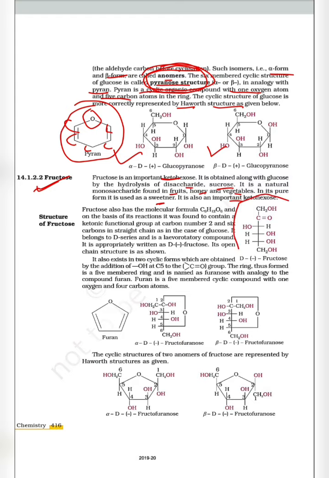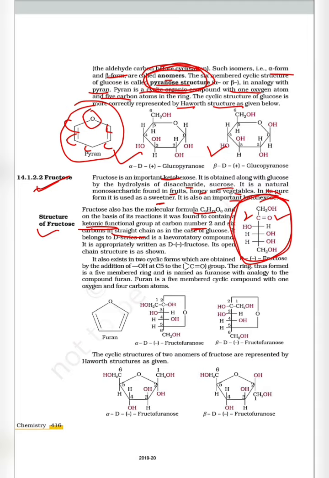So students, we have a structure of fructose here. Let's study this structure in detail. Fructose also has the molecular formula C6H12O6 as we all know, and on the basis of its reactions it was found to contain a ketonic functional group at carbon number 2 and six carbons in a straight chain as in the case of glucose. So in fructose, similar to glucose, six carbons are in a continuous chain, but in glucose the aldehyde group is present while in fructose the ketonic group is present at the second carbon.